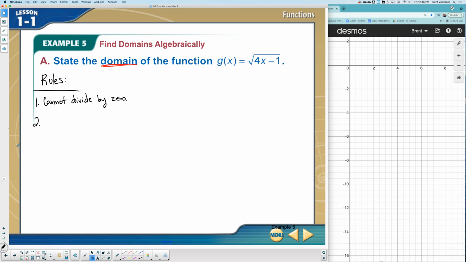A second rule has to deal with square roots. You cannot take what type of square root are you not allowed to have? You are allowed to take the square root of 0. The square root of 0 is 0. So it's not that. The square root of 1 is 1. A negative, very good. You cannot take a negative square root.